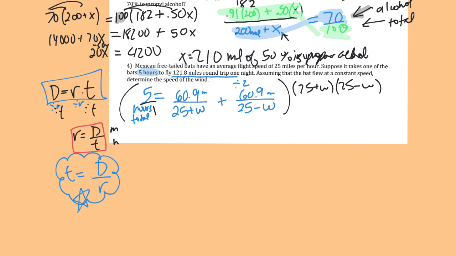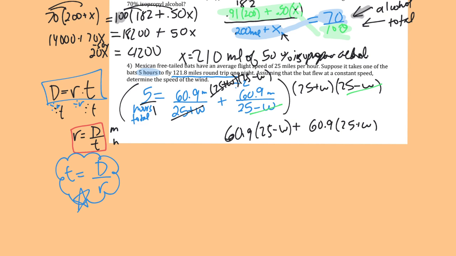And so if we times the last term by it, okay, you notice that the 25 minus W will cancel out with the 25 minus W, and you're going to be left with 60.9 times 25 plus W. If you multiply those same two factors, 25 plus W and 25 minus W by the second term, the 25 plus W's will cancel out, and you're left with 60.9 times 25 minus W, okay?